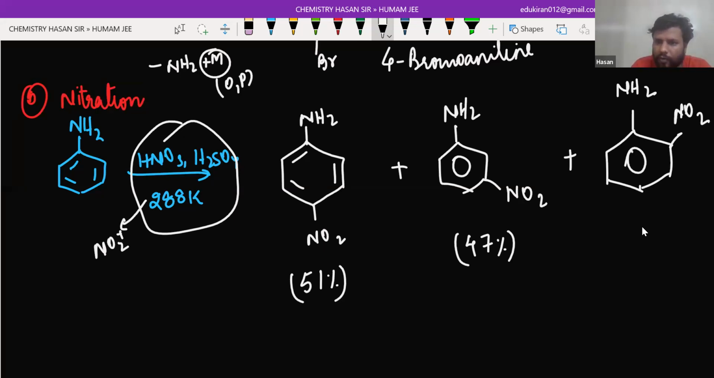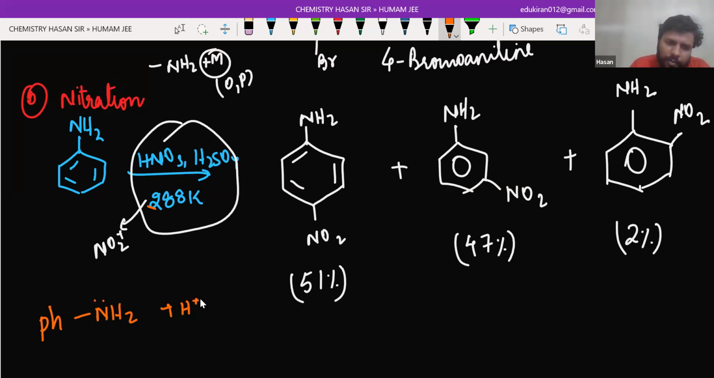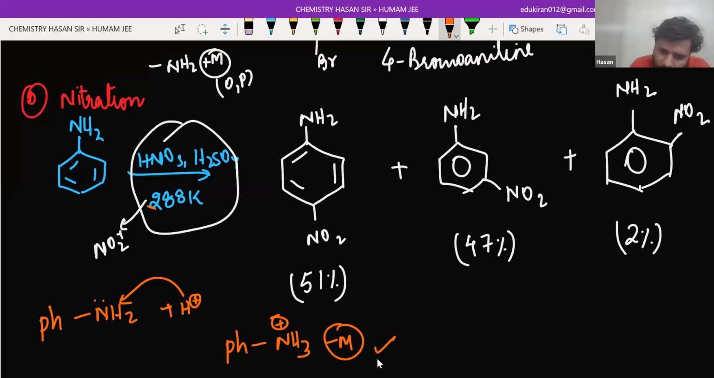So why is it meta? Only because of the NH2 group, which I'm going to write on the ring. NH2 is there, and in the presence of a strong acid, that means H plus will be there, and the lone pair will be attacking on this H plus, and you will be getting NH3 positive, which makes it minus M. Are you getting my point?